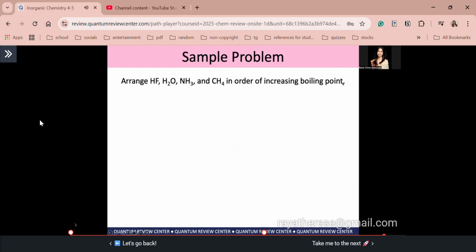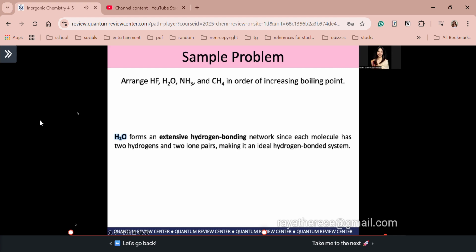Okay guys, let's answer. First, methane has the lowest boiling point because it is a non-polar molecule. It does not exhibit hydrogen bonding because carbon is not a strongly electronegative element. Again, the electronegativity difference between carbon and hydrogen is small, so it only has London dispersion forces. Meanwhile, water has the highest boiling point because it has 2 hydrogens and 2 lone pairs on the oxygen atom that maximize the formation of hydrogen bonds.